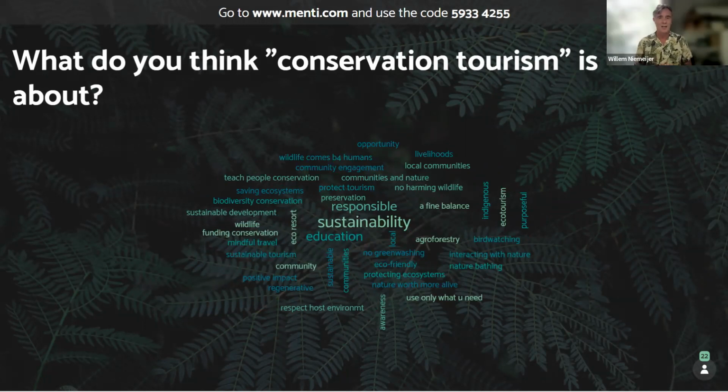Yeah, it's a pretty nifty little tool that you've got there for audience participation. From what I see here, clearly this makes a lot of sense. I find it interesting that agroforestry is in there. While agroforestry does have a place, I suppose it is far from biodiversity. Sustainability is clearly what people think about what we do here, but very importantly, centrally here, is education.